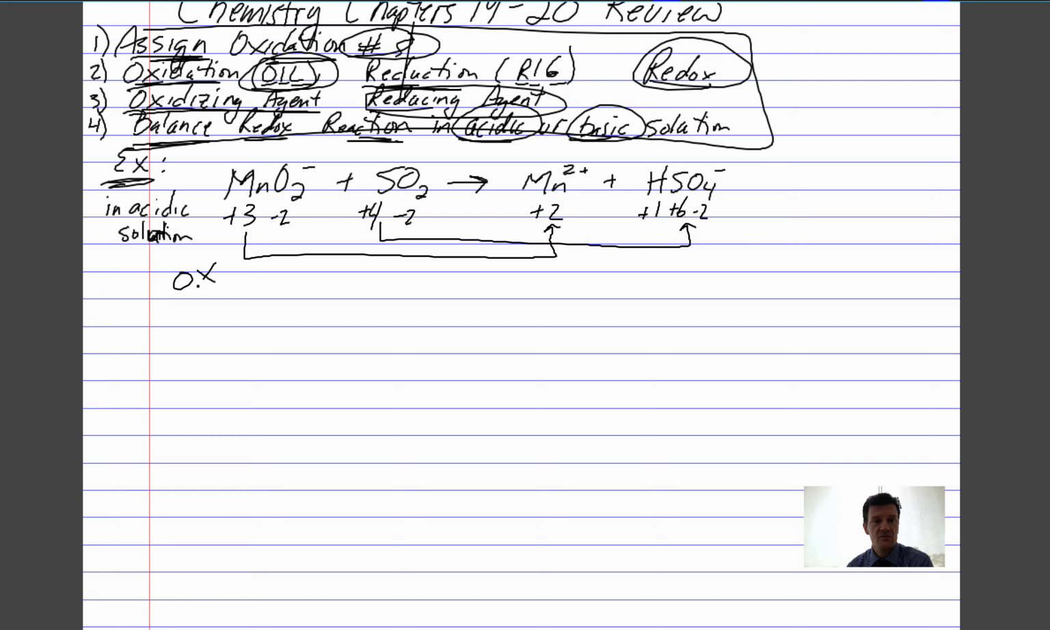So let's split this into our 2 half reactions, oxidation and reduction. Oxidation, again, is the number that's going up. So that is the sulfur. So anything that involves sulfur, these two species right here, I'm going to bring over to my oxidation half reaction. This is half of the total redox reaction.